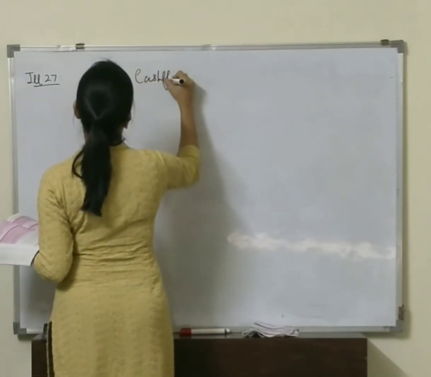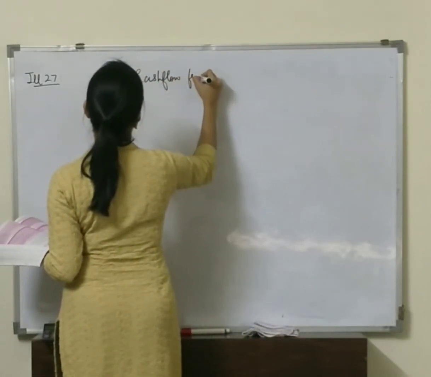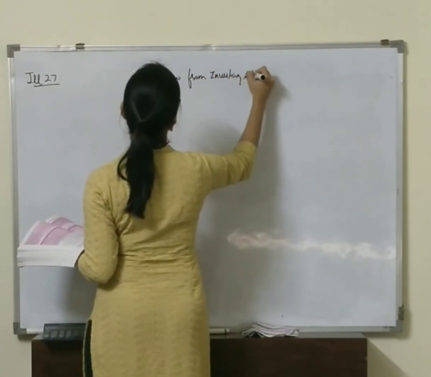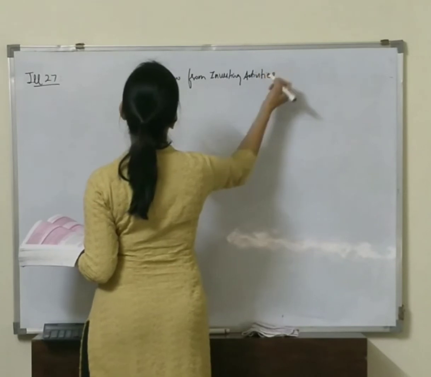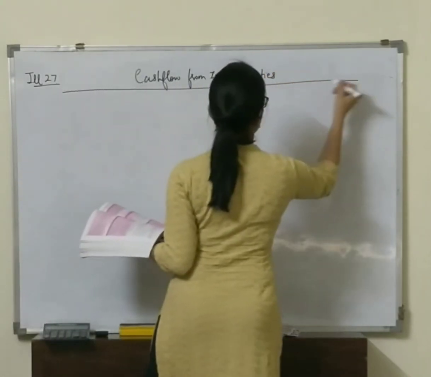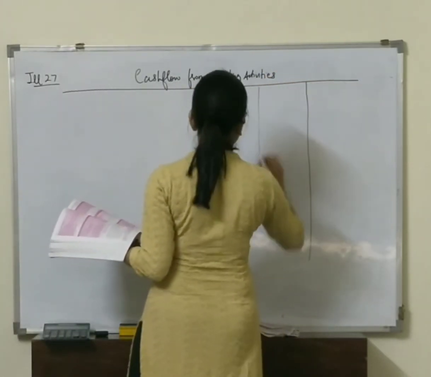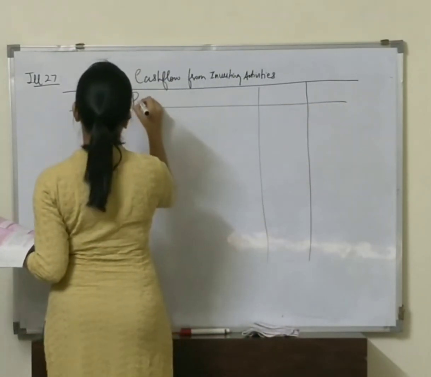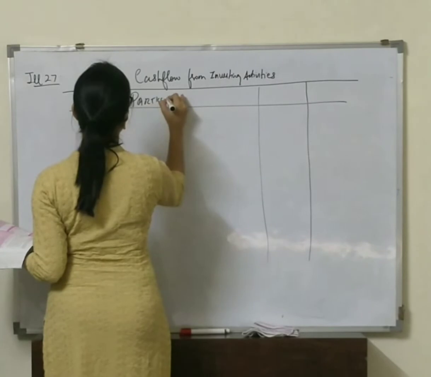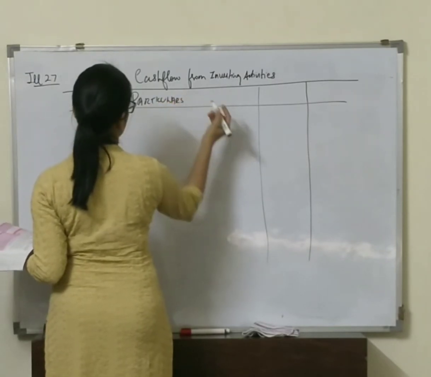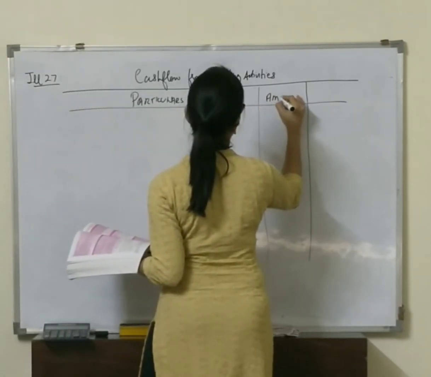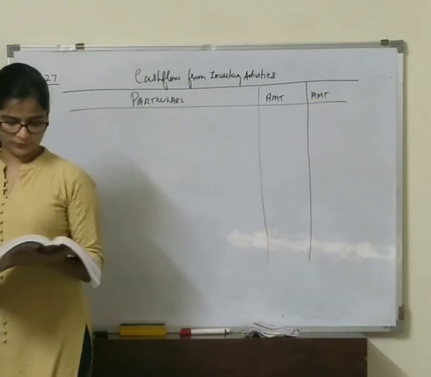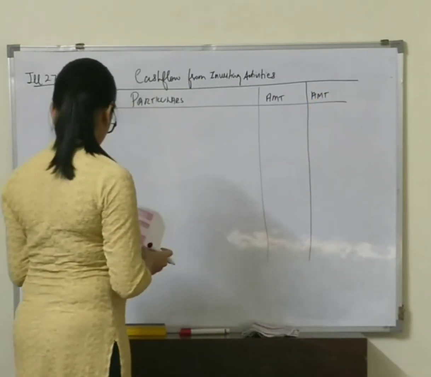Write down cash flow from investing activities. Go back and turn your pages and see what are the things which would be included in our investing activities. Always remember, if we know the format, it is very easy for us to work out the cash flow statement. So again we will be having three columns: particulars, amount and amount.